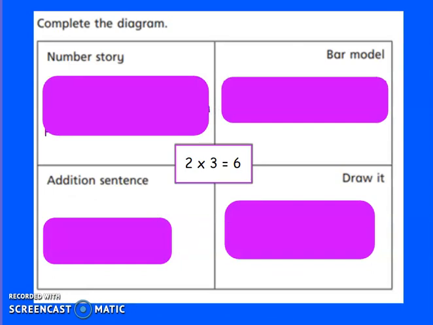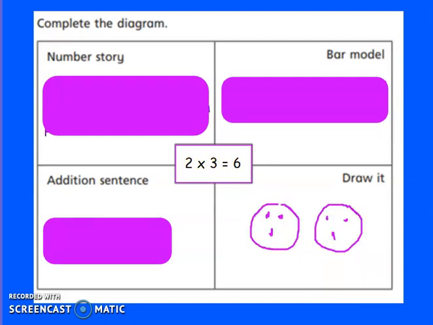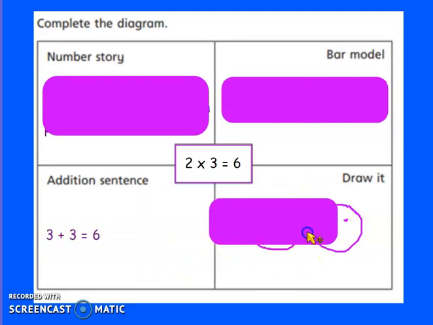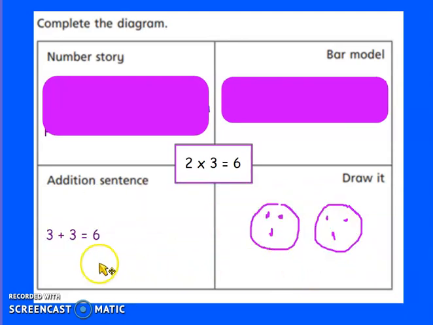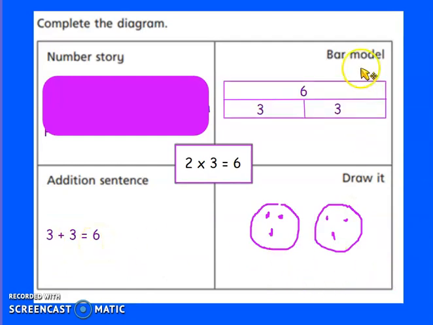Let's move on. On the board you can see a diagram with the sum here, 2 times 3 equals 6. We can represent this calculation in different ways. We could draw it by doing a circle and dots. 2 times 3 equals 6. We could do it as an addition sentence. Add them together. 3 add 3 equals 6. We could do it as a bar model. 3 add 3 equals 6.